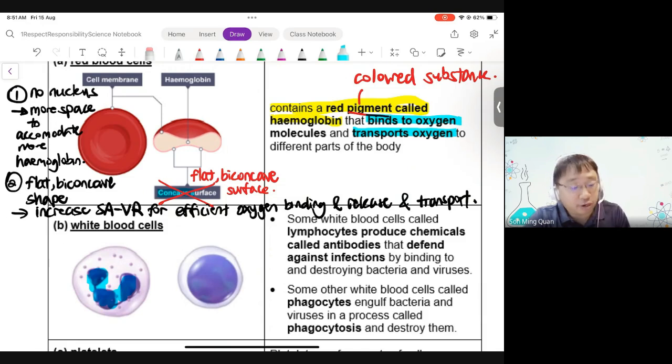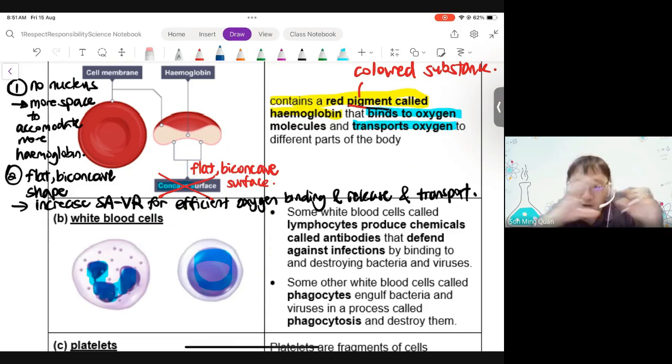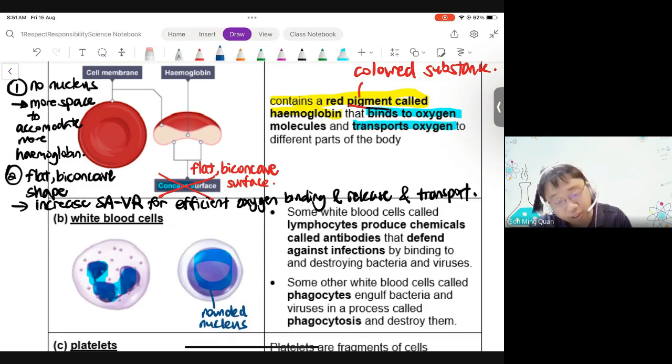White blood cells have a nucleus, and the nucleus has an interesting shape. There are two types of white blood cells, broadly speaking. Actually, there are more, but broadly speaking, there are two types. One has a rounded nucleus, very nicely rounded. The other one has a lobed nucleus. Now, what is a lobe? Lobe means, for example, this one has one lobe, two lobes, three lobes.